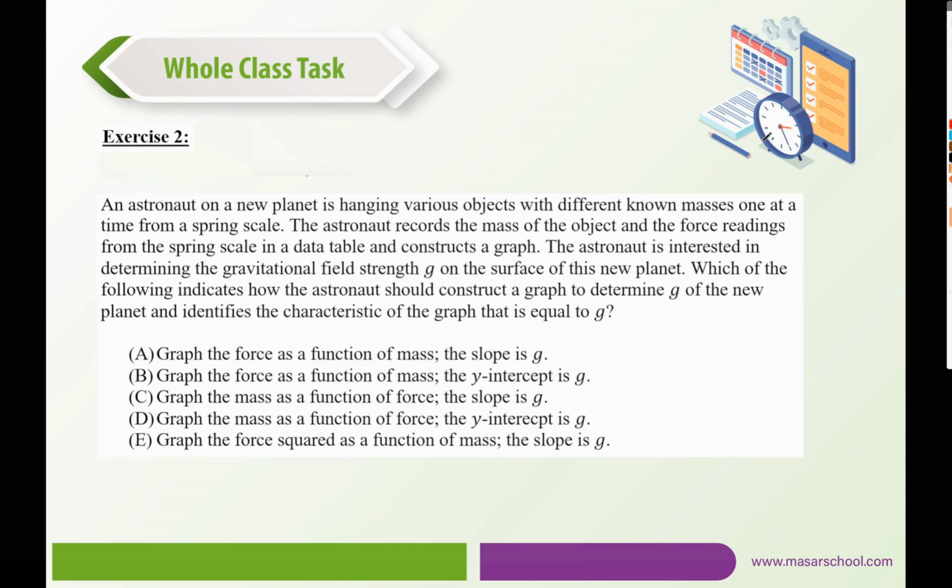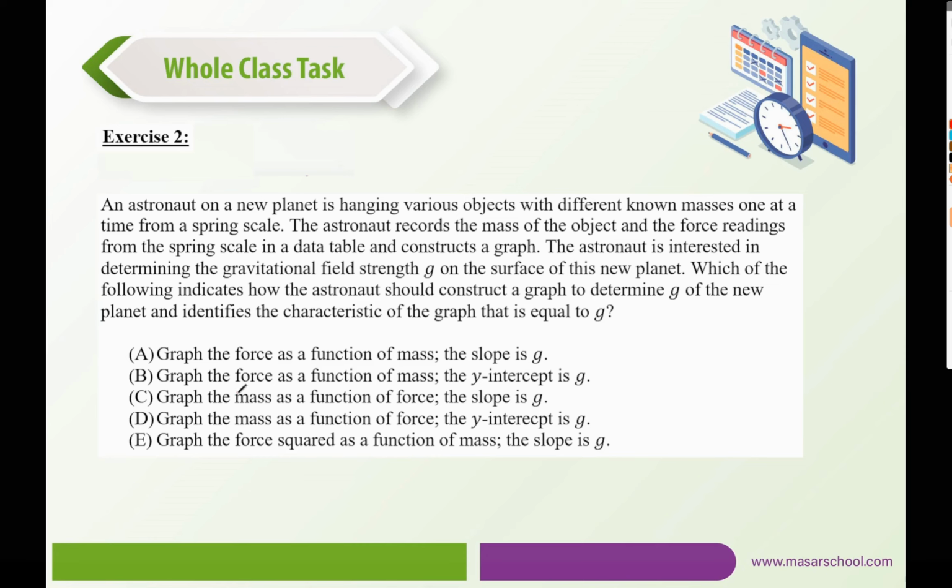Exercise 2. An astronaut on a new planet is hanging various objects with different known masses, one at a time, from a spring scale. The astronaut records the mass of the object and the force readings from the spring scale in a data table and constructs a graph. The astronaut is interested in determining the gravitational field strength g on the surface of this new planet. Which of the following indicates how the astronaut should construct a graph to determine g of the new planet and identifies the characteristic of the graph that is equal to g?